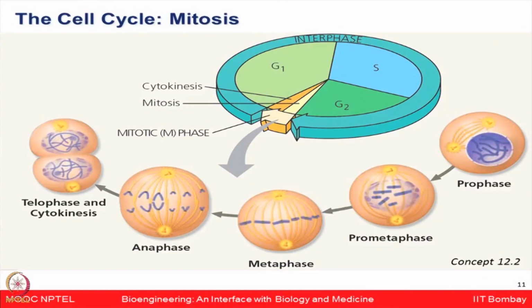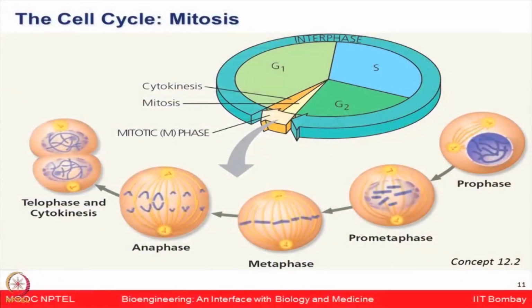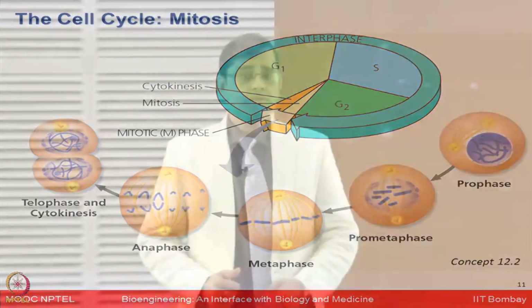Thinking about the overall cell cycle again, we have this mitosis phase and we have the interphase. Now, within the mitotic phase, there are different phases involved, for example, prophase, prometaphase, metaphase, anaphase, telophase and cytokinesis. Let us go through each one of them in slightly more detail one by one.